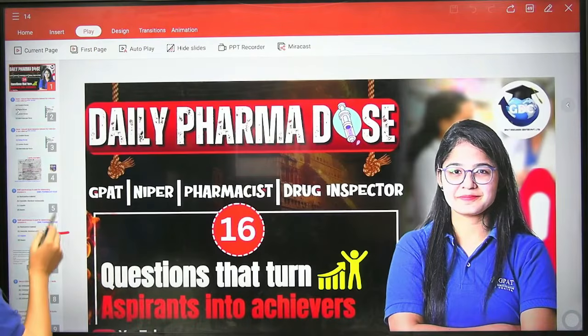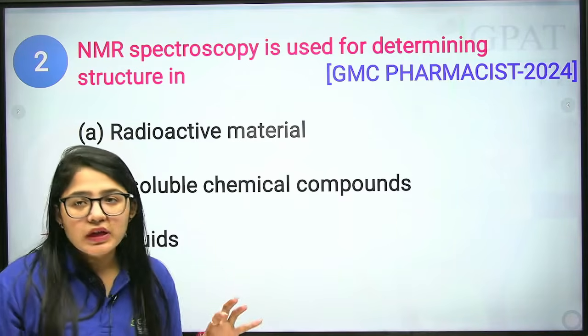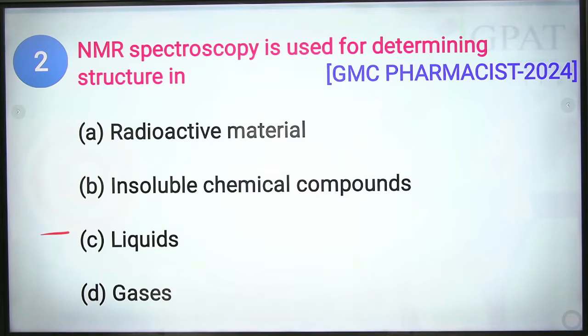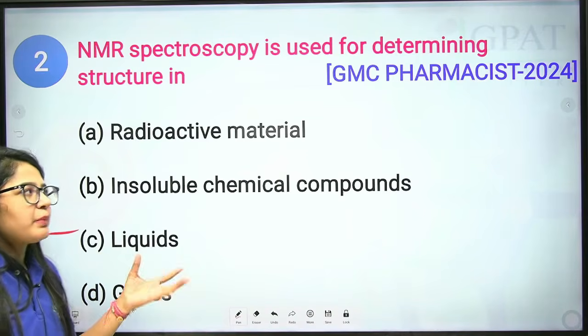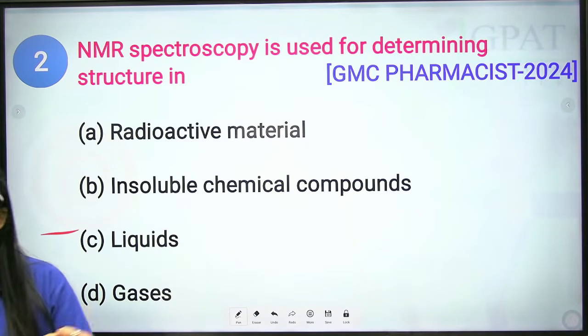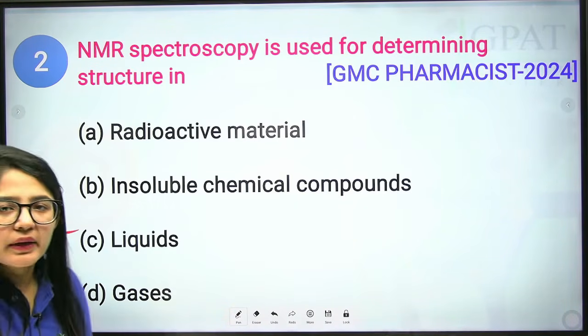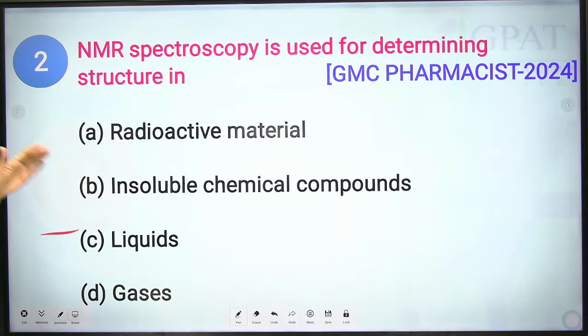Now let's get to our second question: NMR spectroscopy is used for determining structure in, this is a previous year question from GMC Pharmacist 2024. Okay, NMR spectroscopy. What is NMR spectroscopy? That is nuclear magnetic resonance spectroscopy. We can say this is a technique used to determine the structure of organic compounds. Clear? It is based on the magnetic property of nuclei, mainly hydrogen and carbon. Clear? Now what can be the correct answer?